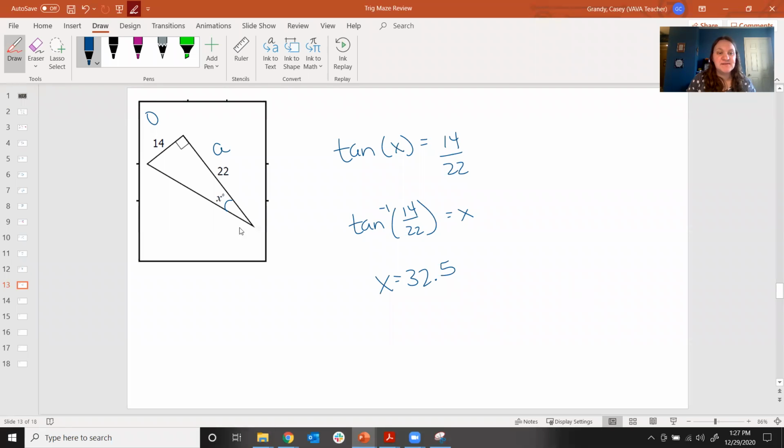Okay, in this one, x was our angle. 14 is opposite and 22 is an adjacent. So we're looking at a tangent function. So the tangent of our angle is 14 over 22. Flip-flop our fraction and our angle, making tangent an inverse. Type this in our calculator, 32.5.